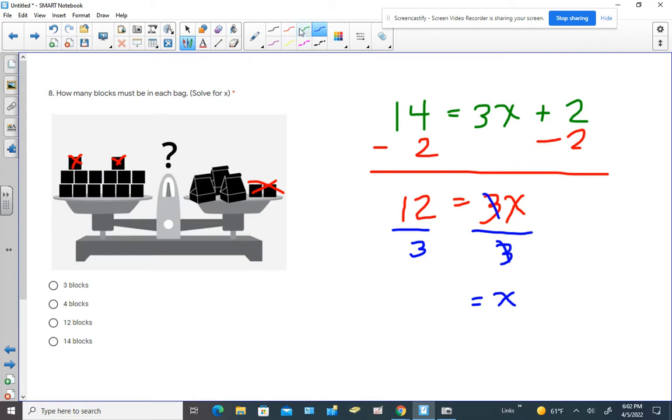So if we do our 3 different groups, we would have group number 1, group number 2, and group number 3. So group number 1 would go in the first bag, group number 2 would go in the second bag, and group number 3 would go in that third bag. So how many are in each group? And that's going to be your answer for number 8.